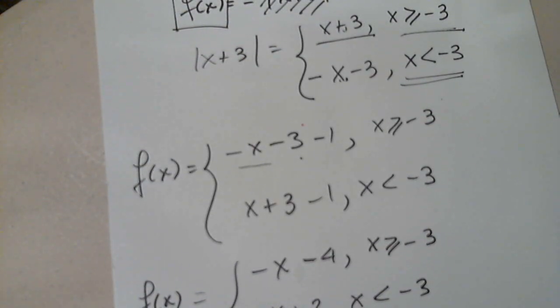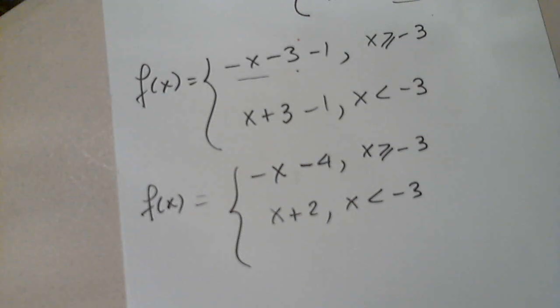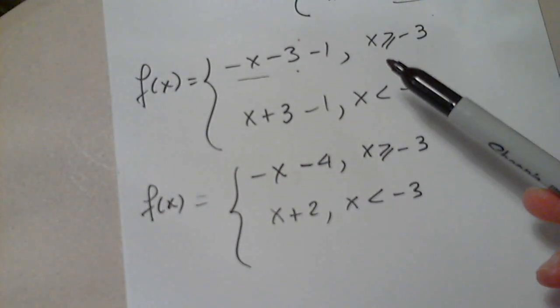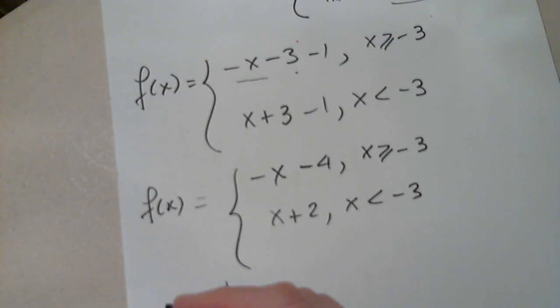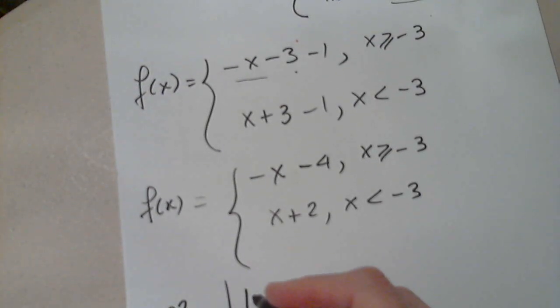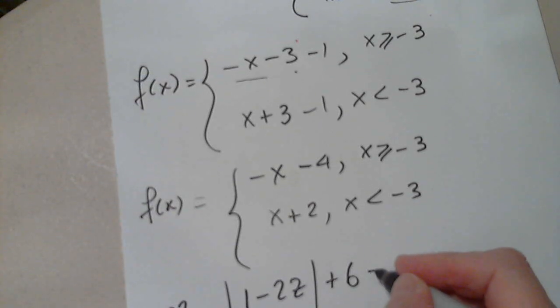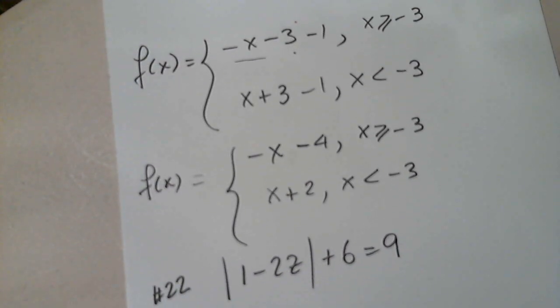And now we are ready to look at some equations. The equations don't require these many steps at all. So one equation is number 22, which is the absolute value of 1 minus 2z, plus 6 equals 9. What will be the first step? And then I'll show you the shortcut, which we discussed last time. What will you do first to solve this equation?